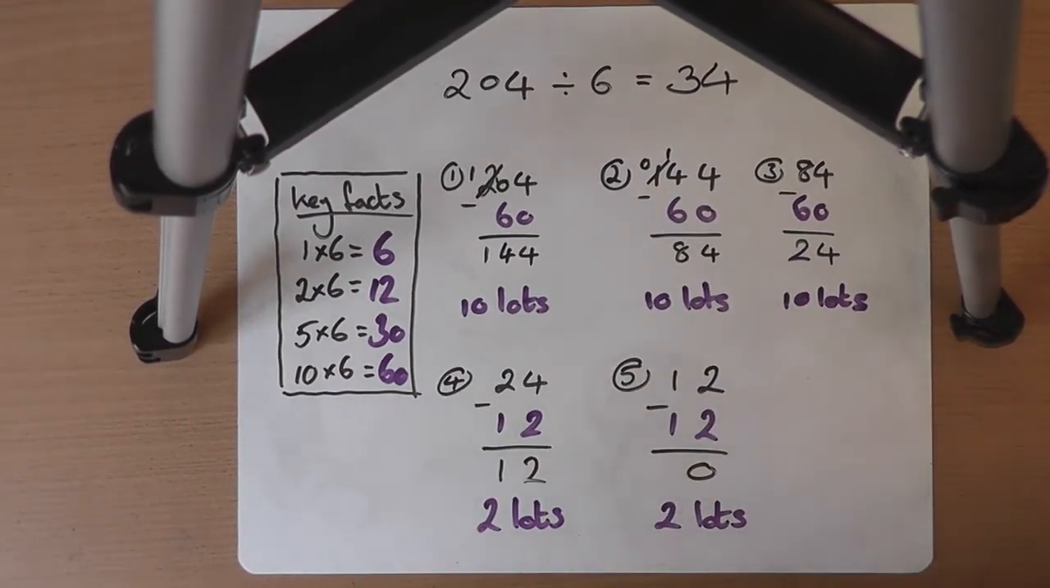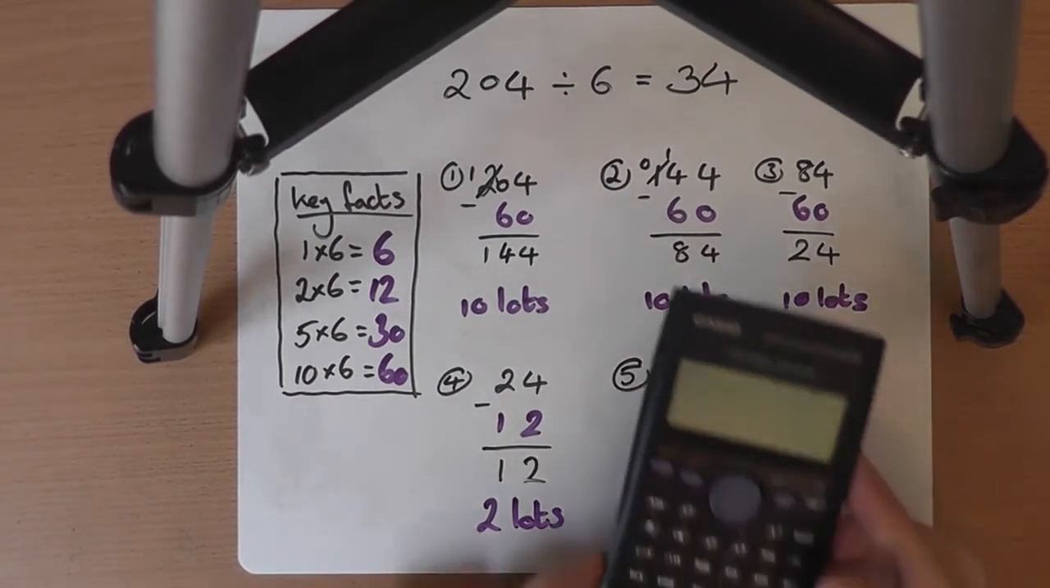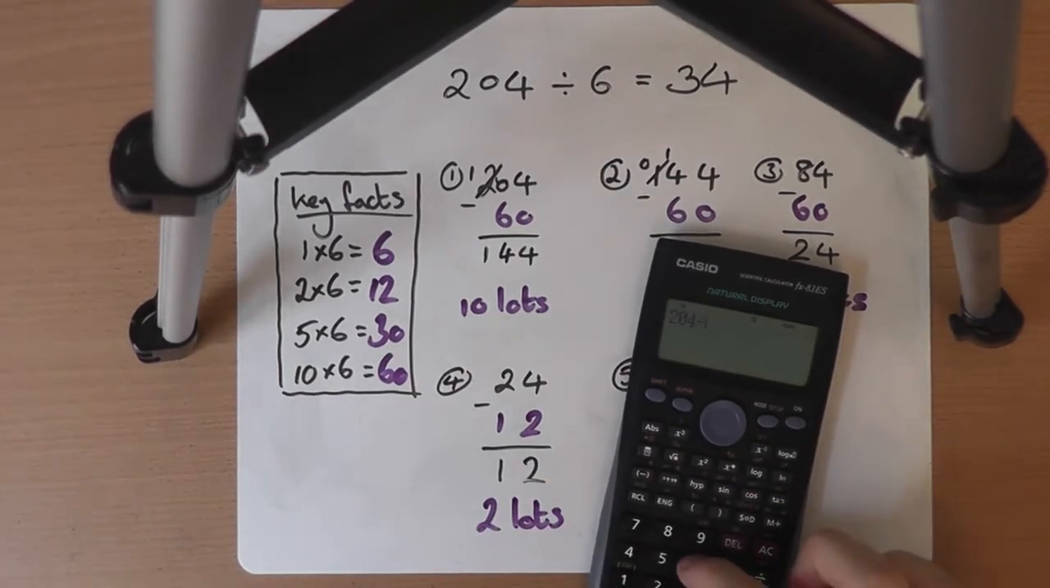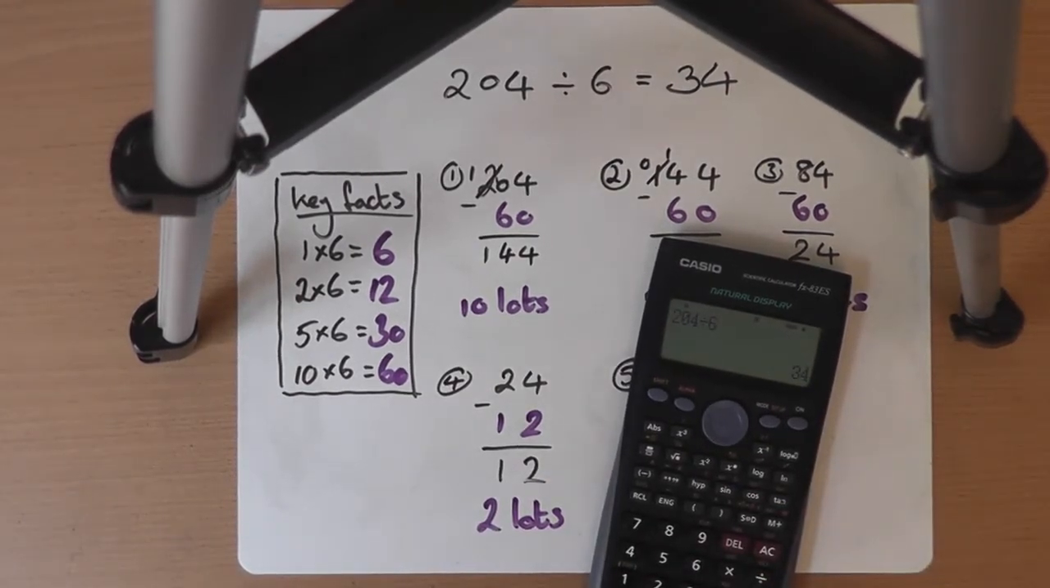We have the advantage of a calculator, so we could check that on our calculator if we wanted to. If we do 204 divided by 6 on our calculator, it equals 34. Look at that. If we didn't have the advantage of a calculator, we could also check it.